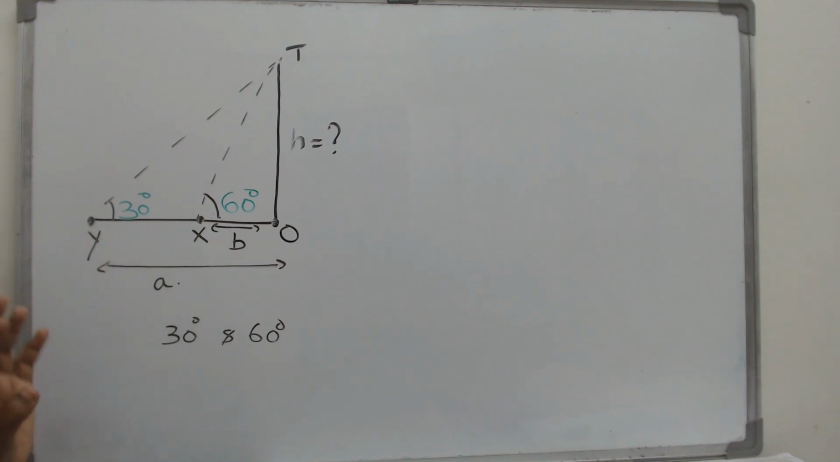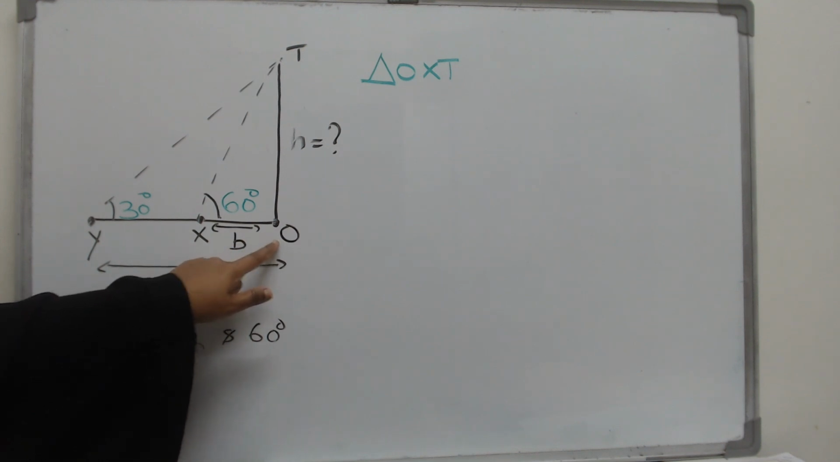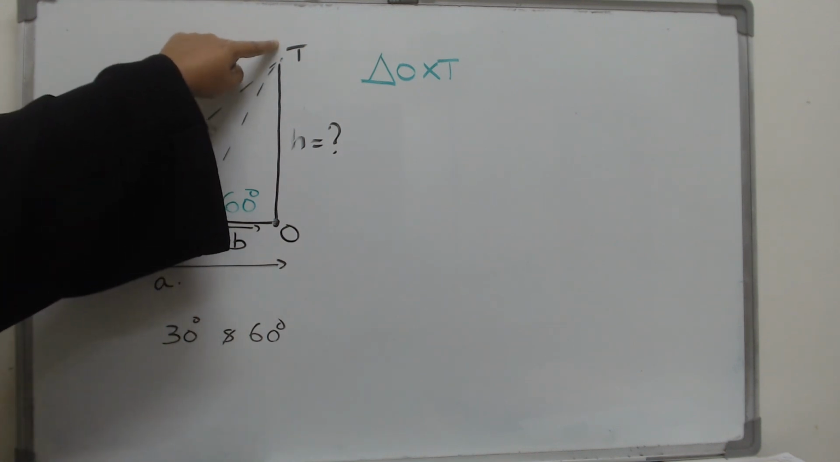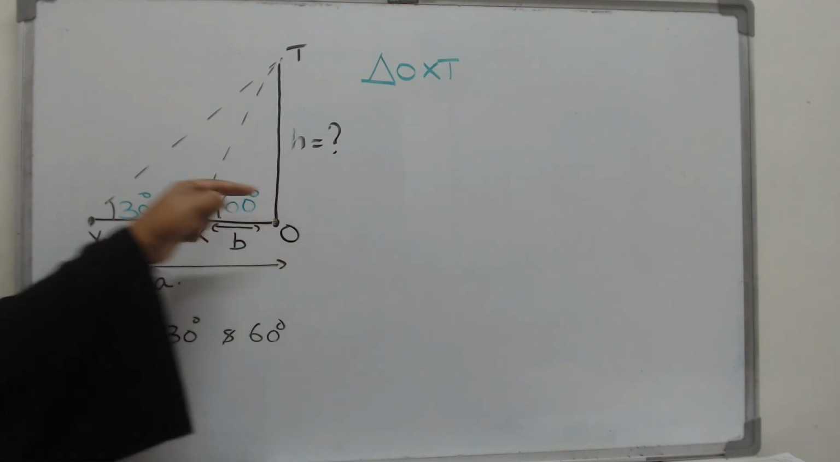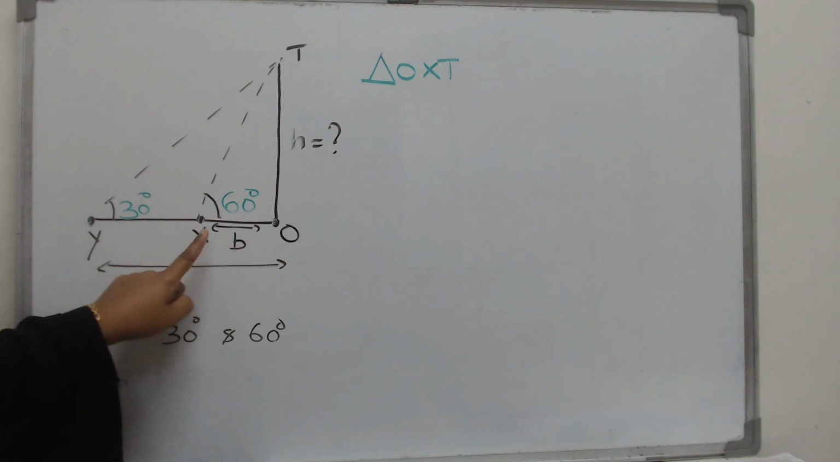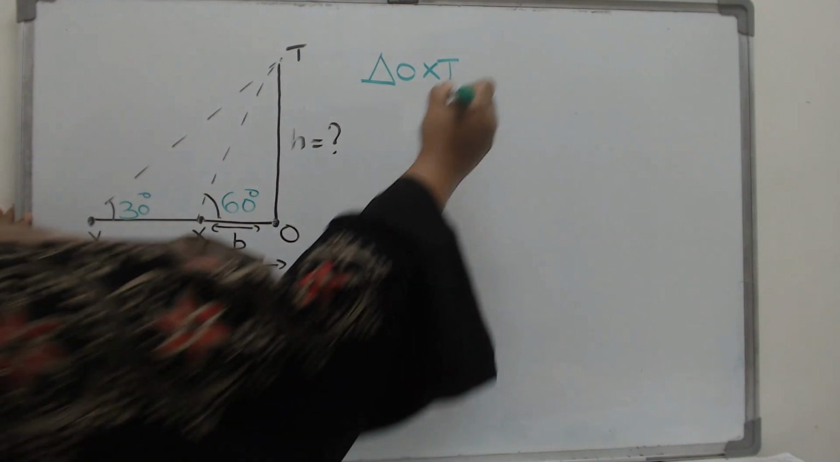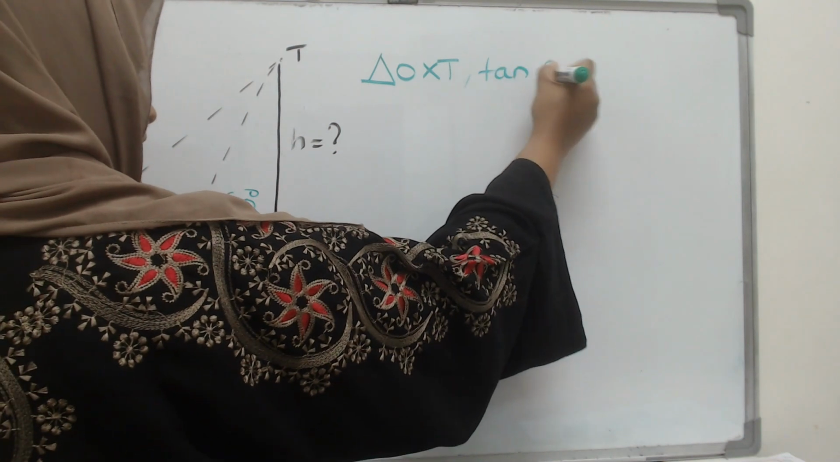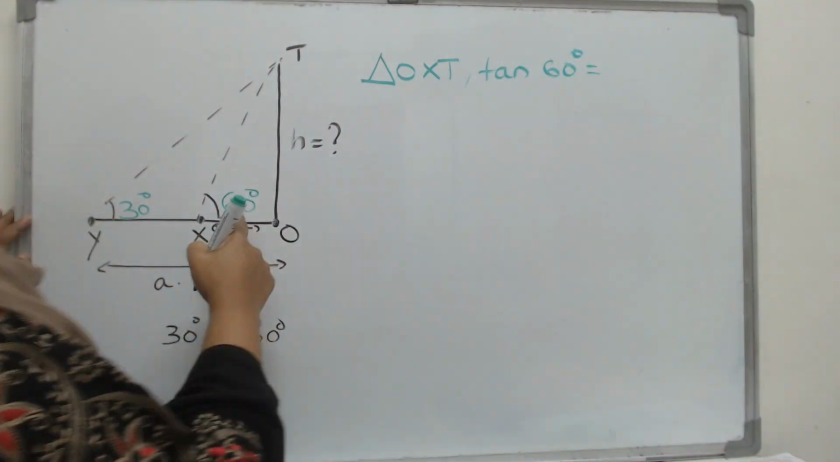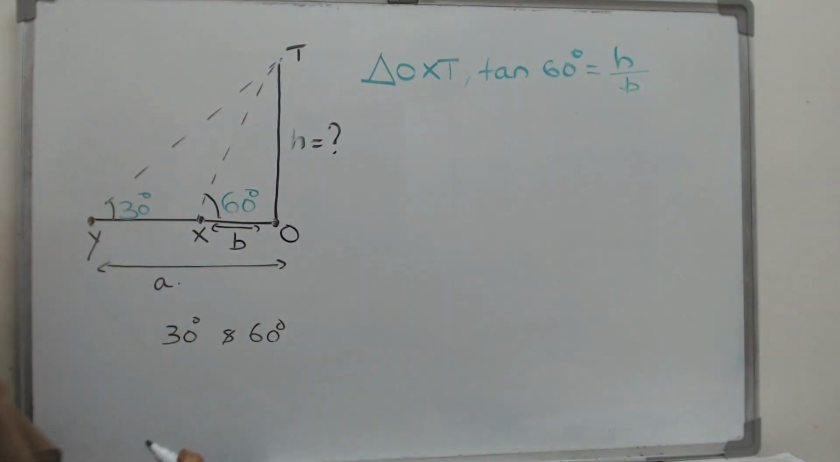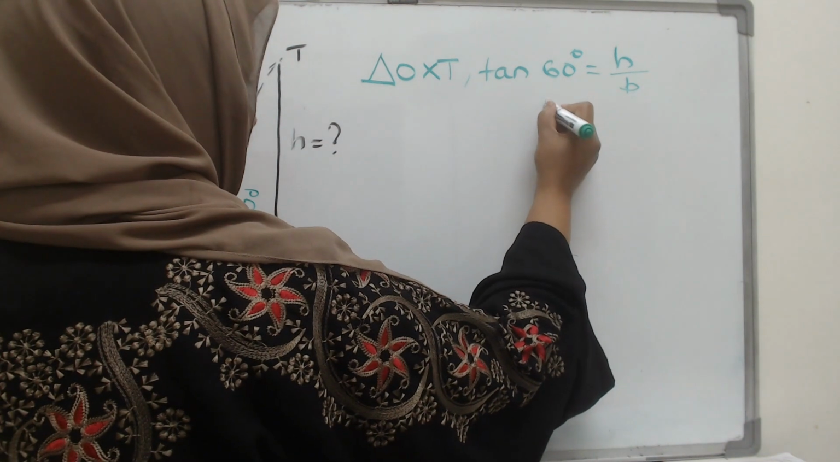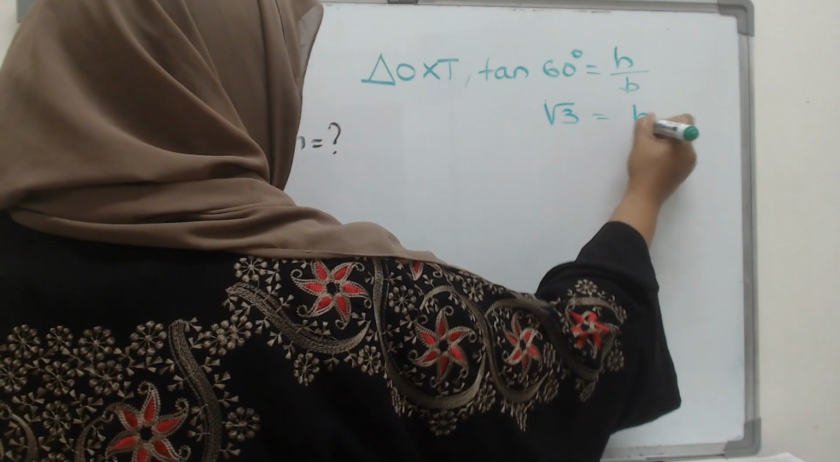Now shall we consider the 2 triangles which will give us the answer? Now first consider the small triangle OXT. We have an angle here 60. This will be its opposite side. This will be its adjacent side. Can you tell me which trigonometric ratio connects the opposite side and the adjacent side? It is the tan value, right? The tan value is opposite side by adjacent side, but then the tan 60 is what? It is root 3, which means what? Root 3 is equal to H by B.